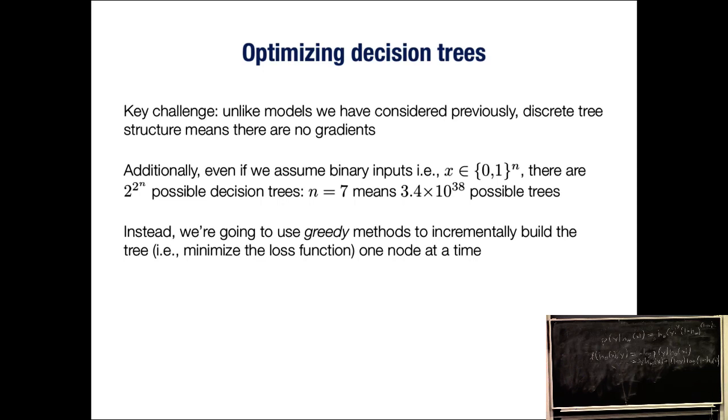So here's what we're going to do instead. We're going to use approximate greedy optimization to iteratively minimize that loss function. That's the key idea of what we're going to do with decision trees and how we're going to train them. In particular, we're going to build the tree one node at a time. All right, so let's consider what I mean by that.